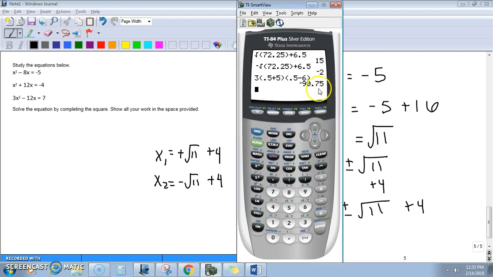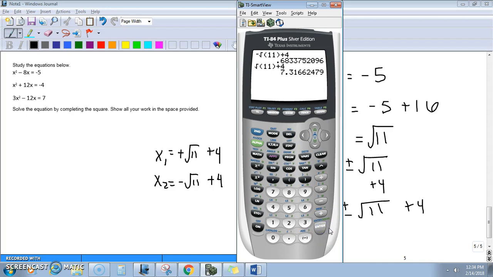And then let me pull up the calculator. Let's see what these numbers actually are. So we have, let's do the negative one first. Negative square root 11 plus 4. So approximately 0.683, right? And then I'm going to just hit enter again. I'm going to take the negative away. So it's the positive. And the other answer is 7.316.